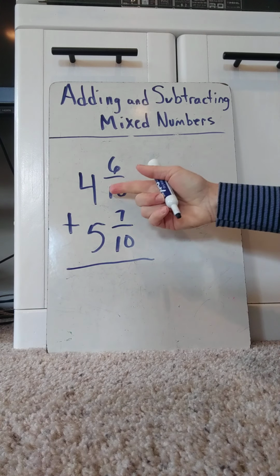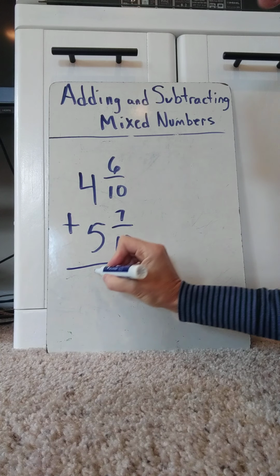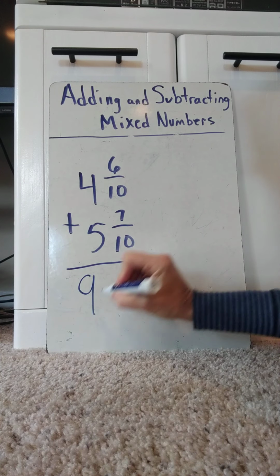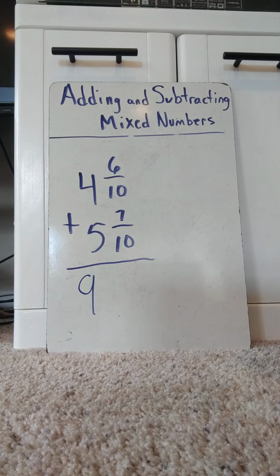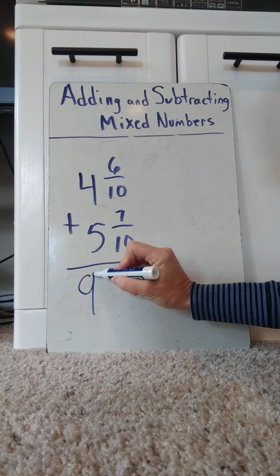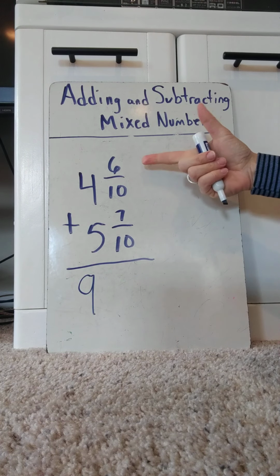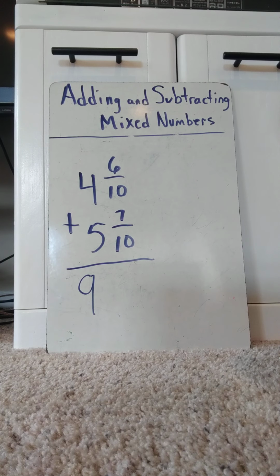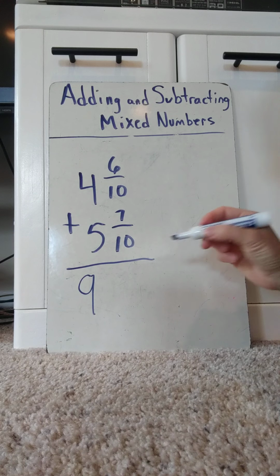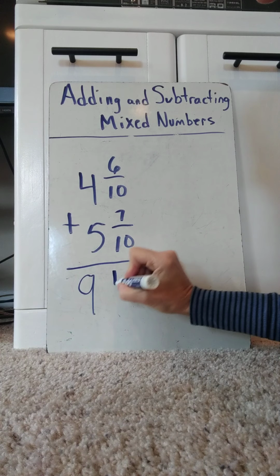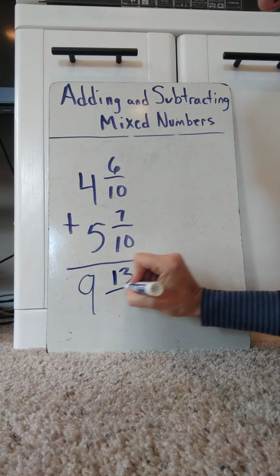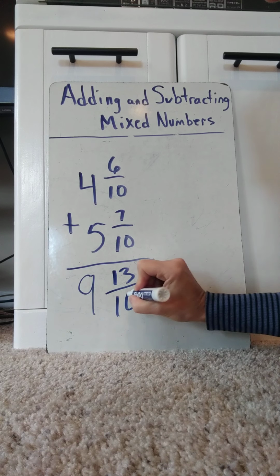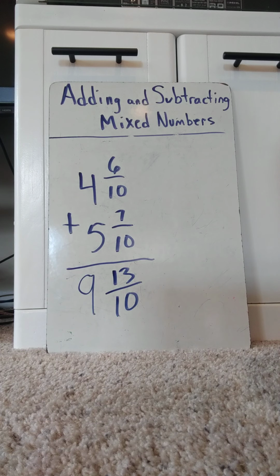Okay? So the first thing that you're going to do is add your whole numbers. 4 plus 5 equals what? Well, that equals 9. We know that. Then you're going to add your numerators. 6 plus 7. Well, what does 6 plus 7 equal? Right. That equals 13. And then, of course, you stay in tenths. Okay, so our answer here is 9 and 13/10.